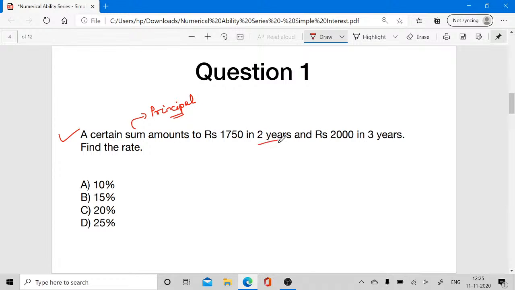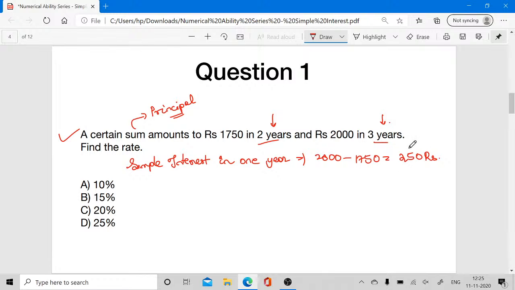Here the difference between 2 years and 3 years is given, yes or no, right? So I can easily find out the simple interest of 1 year. So let me write down the answer here. Simple interest in 1 year will be equal to how much? 2,000 minus 1,750, which is equal to 250 rupees, right?